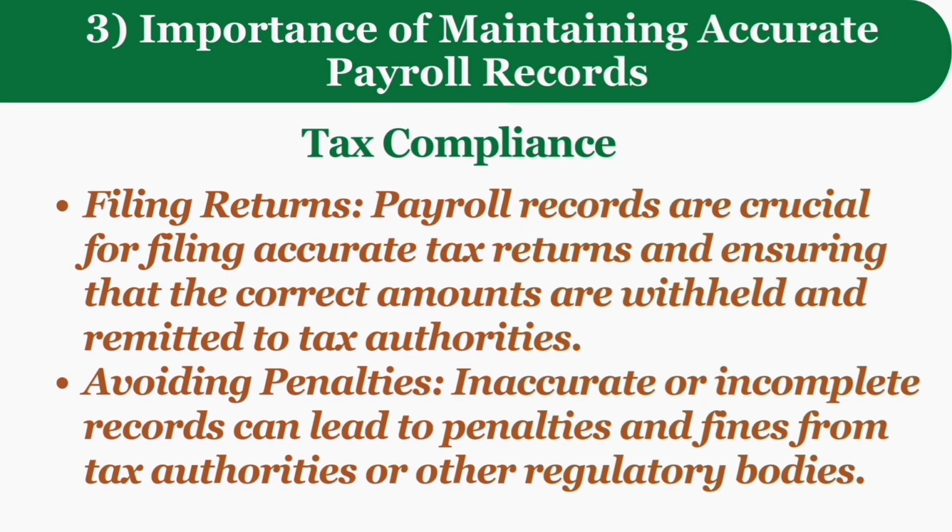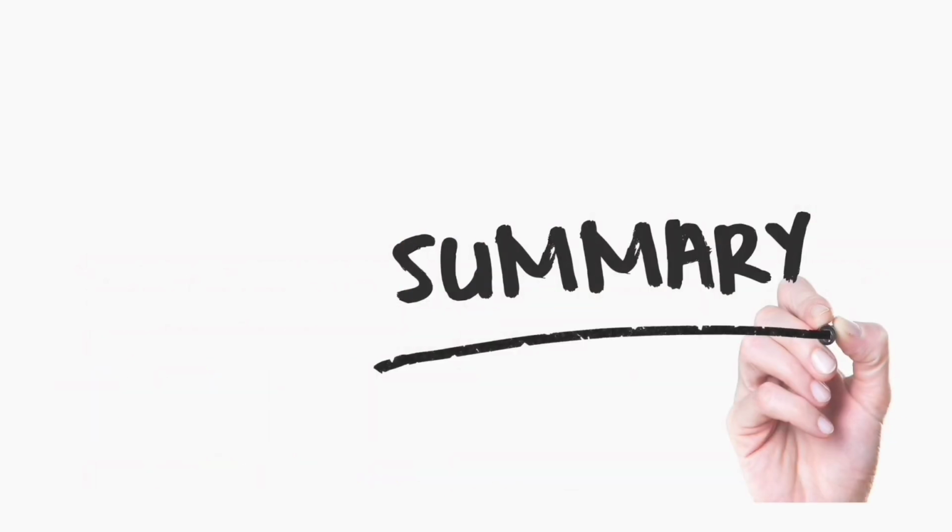Next is tax compliance. Again, filing returns and avoiding penalties. Payroll records are crucial for filing accurate tax returns and ensuring that the correct amounts are withheld and remitted to tax authorities. Avoiding penalties: inaccurate or incomplete records can lead to penalties and fines from tax authorities or other regulatory bodies. So, if you want to avoid penalties and fines, then you have to maintain accurate and complete records. Fine. So this is all.